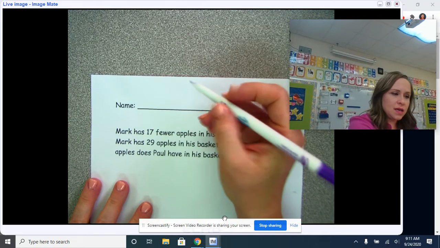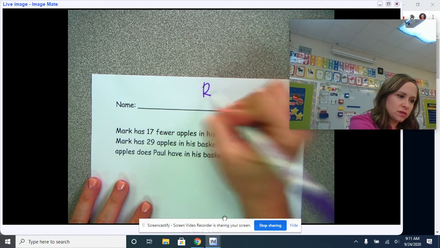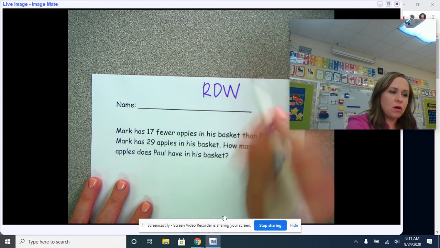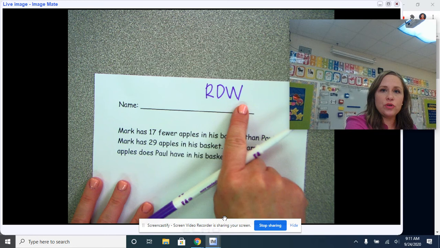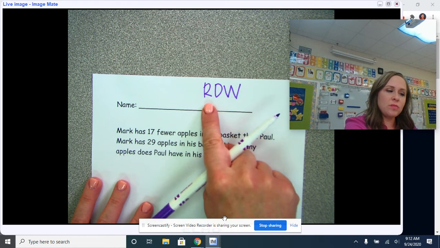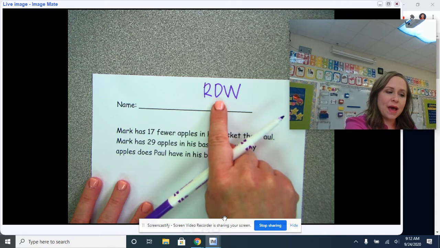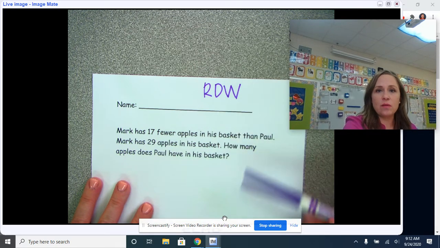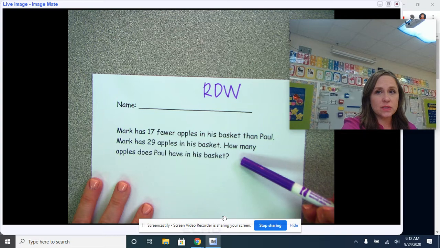and it is RDW. Read, draw, write. So you read the problem, you draw out how you're going to solve it, and then you write a sentence answering the question. The first thing I want to do is read the problem at least 2 times.